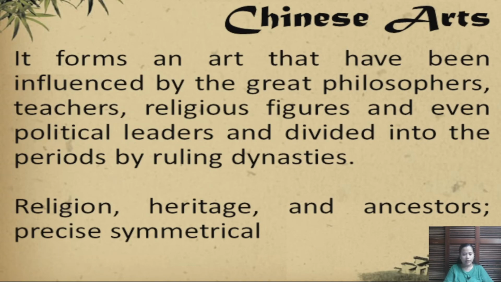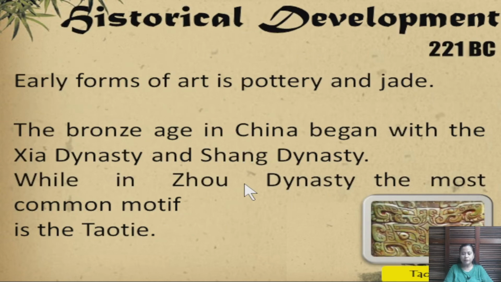Chinese arts. It forms an art that has been influenced by the great philosophers, teachers, religious figures, and even political leaders, and is divided into periods by ruling dynasties. Early forms of art in China were made from pottery and jade. The Bronze Age in China began with the Xia dynasty and Shang dynasty, with more elaborate objects, including many ritual vessels that were crafted, while in the Zhou dynasty the most common motif is the taotie.